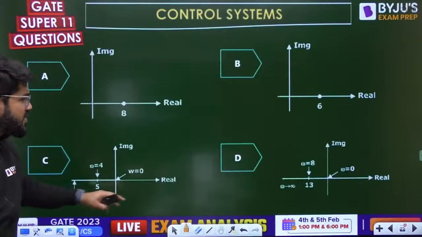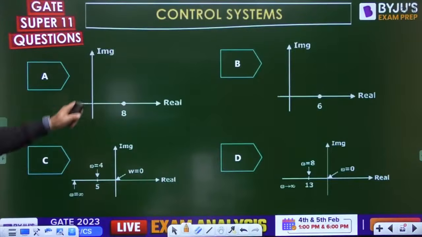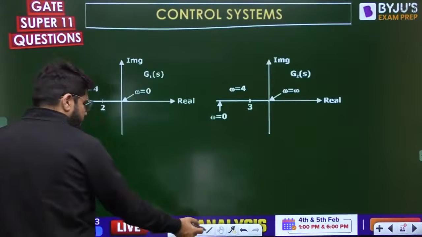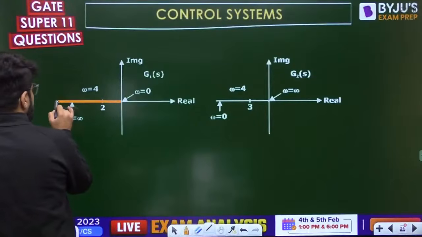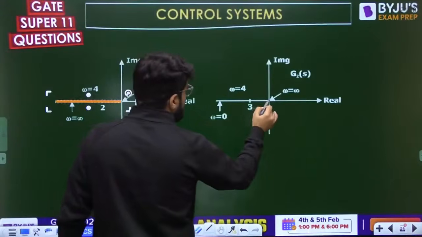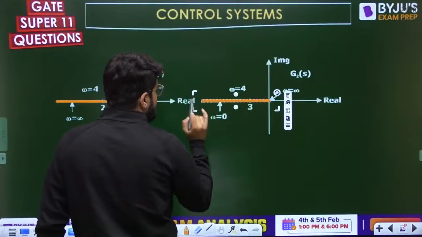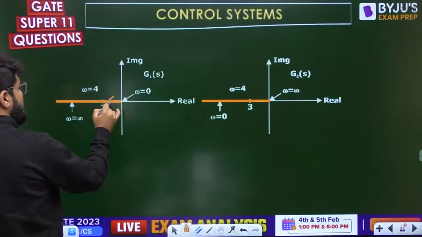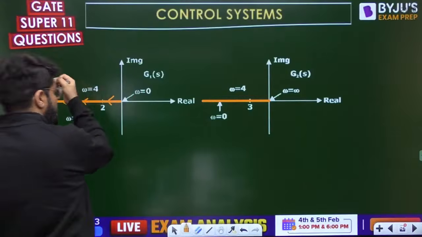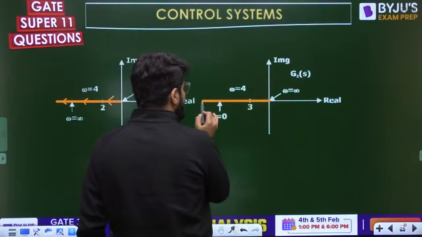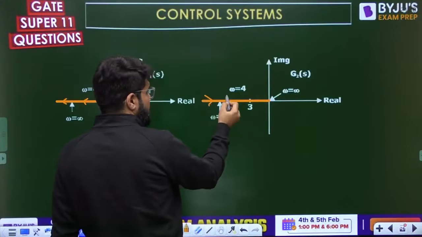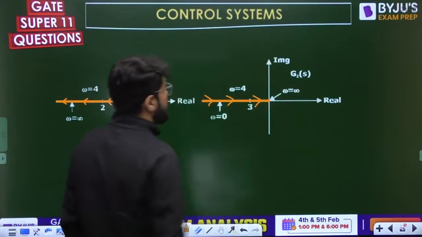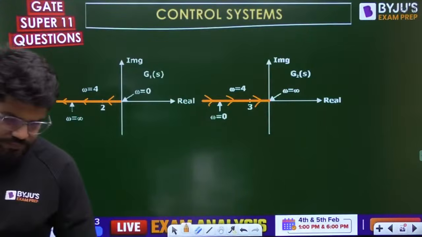Now, there are four options given to you. So let's understand first. Let me again redraw that. This is one, this is the other. And let's draw the direction with respect to omega. In the first one, omega 0 is at the origin, so we are going from 0 to infinity towards the negative real axis. And here, omega equal to 0 is on the extreme, so we are going 0 to infinity.